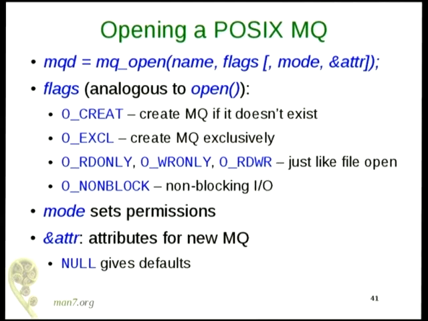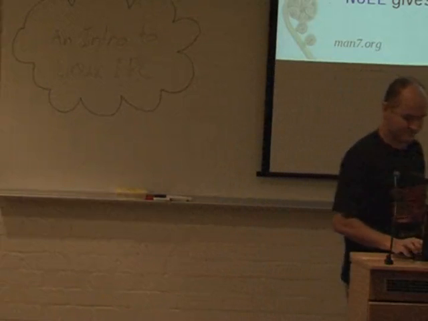These flags, if you're familiar with the open system call, look quite similar. Create a queue if it doesn't exist. Create it exclusively. In other words, I want to make sure I'm the one that created it. If there is already a queue by that name, give me an error. Open it for reading, writing, or reading and writing. Open it for non-blocking I/O. The mode sets the permissions on the queue. Attributes sets attributes for the queue. I won't talk too much about attributes, but NULL will give you some reasonable defaults.